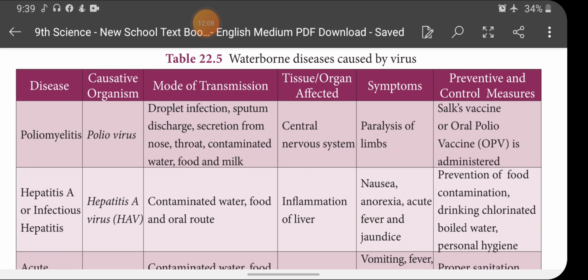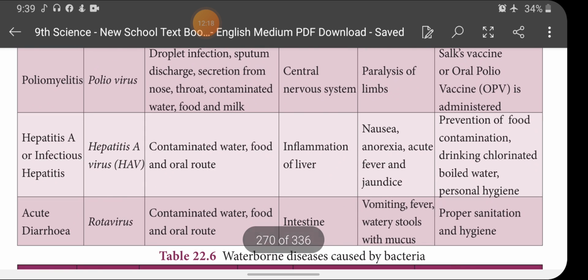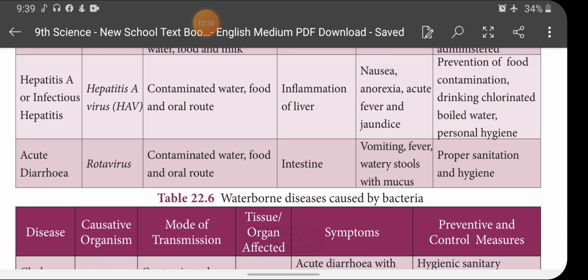Please bracket it, it is very important. Name the vaccine given for poliomyelitis. Salk vaccine or oral polio vaccine, OPV, is administered to prevent or control the disease. Next one is hepatitis A or infectious hepatitis. It is caused by the hepatitis A virus, and it is transmitted by contaminated water, food and the oral route. Then the organ affected by this disease is the liver, with inflammation.